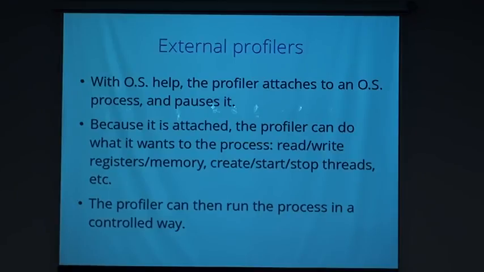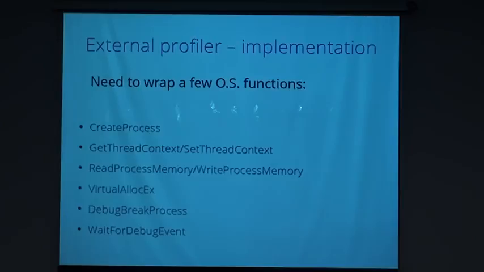So what do you need to do to implement that? Basically, you need to wrap some operating system functions. In this case, this is for Windows, so you have to wrap some Windows functions. For example, the create process function allows you to run an application. If you pass a special flag, you can say that you want to debug that application. So when the application generates debug events, you will get notified.